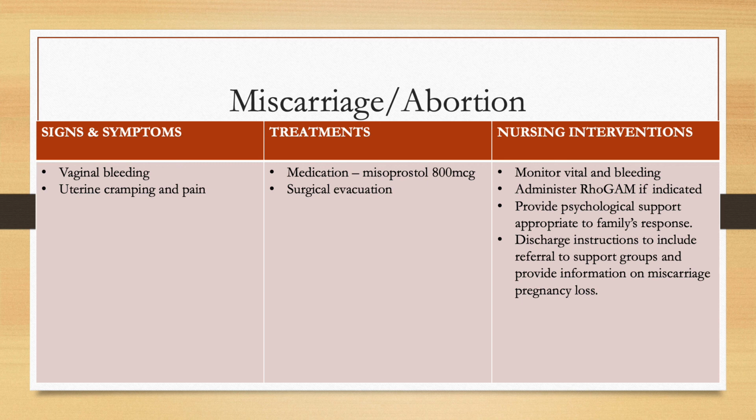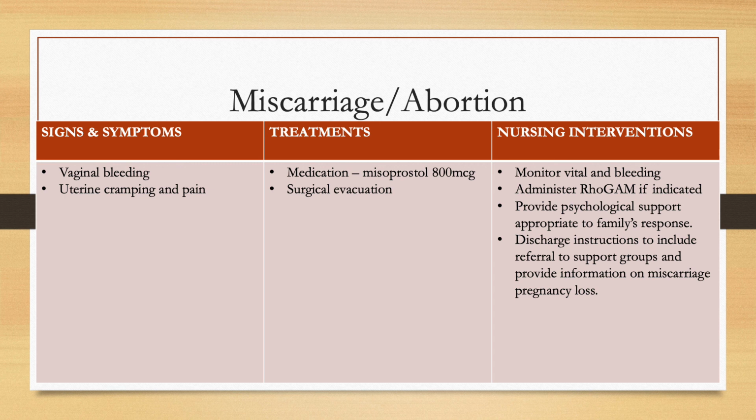Nursing interventions: you want to monitor their vital signs and bleeding. Again, QBL is critical. I can't stress that enough. And you want to administer RhoGAM if it's indicated. Provide psychological support for the patient and the family. With discharge instructions with these patients, make sure that you refer them to a support group and that you provide information on miscarriage and pregnancy loss.